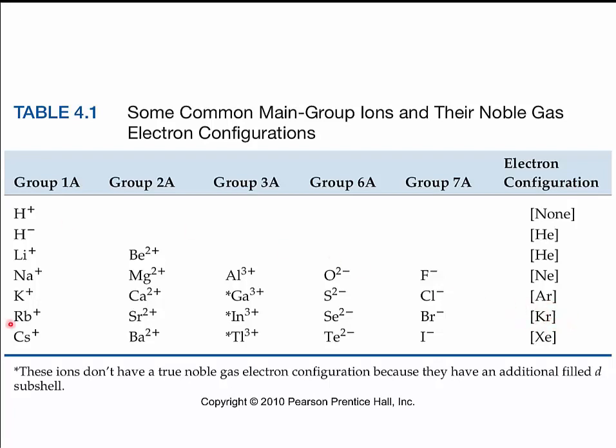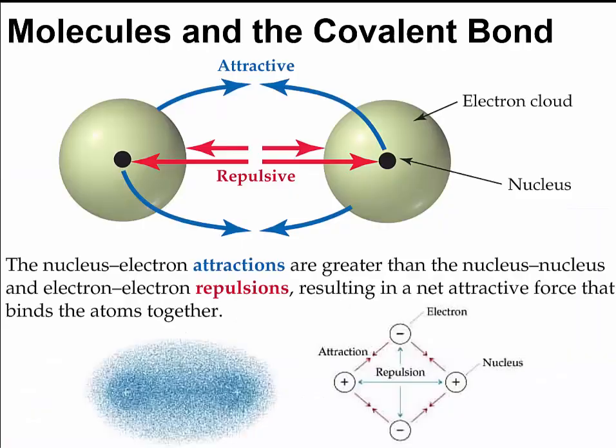So all of these elements are gaining or losing electrons to either complete an octet, in the case of our anions, or lose an electron to just expose and leave behind a complete octet or a noble gas configuration. And so those are going to form ionic bonds.